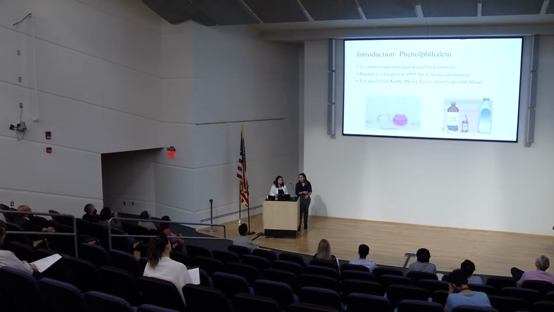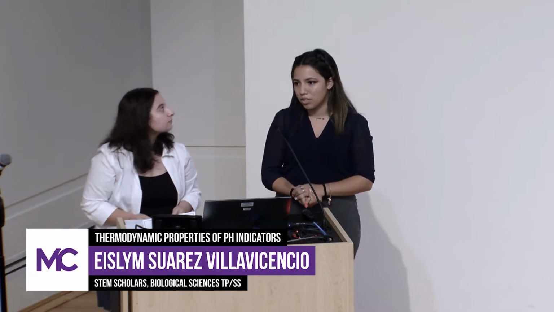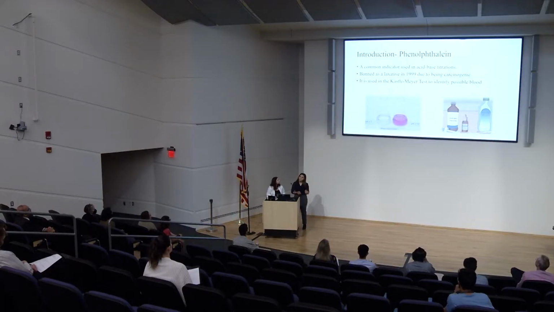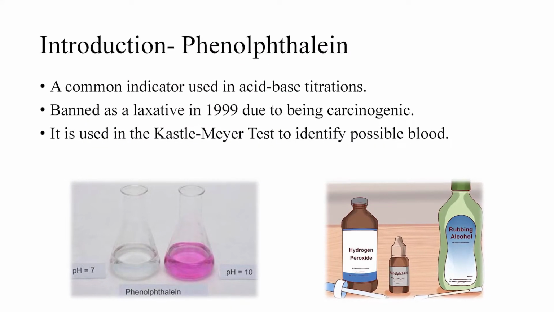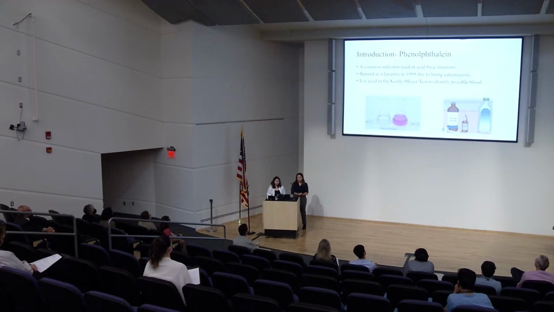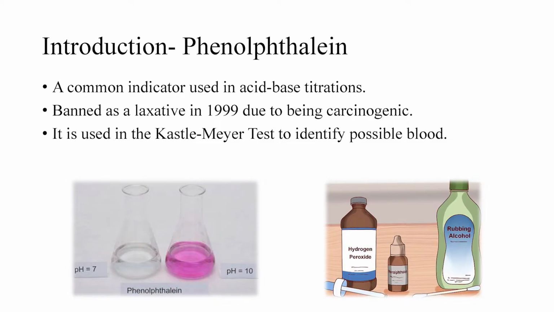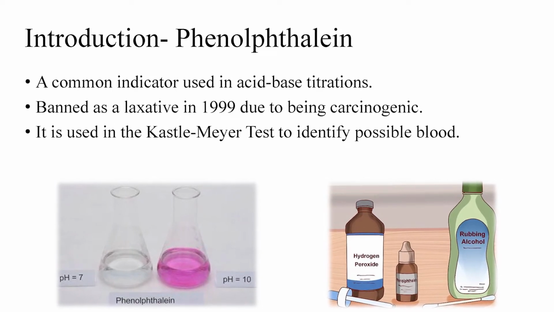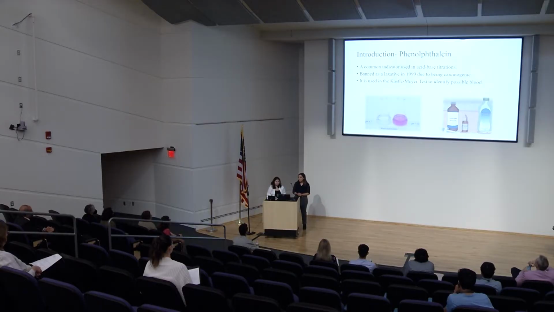We're first going to go with phenolphthalein. This is a common pH indicator. It's mostly used in acid-base titrations as it changes color at a pH of somewhere between 9.5 and 9.8. It was used before as a laxative, commonly known as Ex-Lax, although it was banned by the FDA in 1999, mainly because of research that came up in mice models done by the FDA and the National Cancer Institute. And they found out that there might be some carcinogenic properties to it.